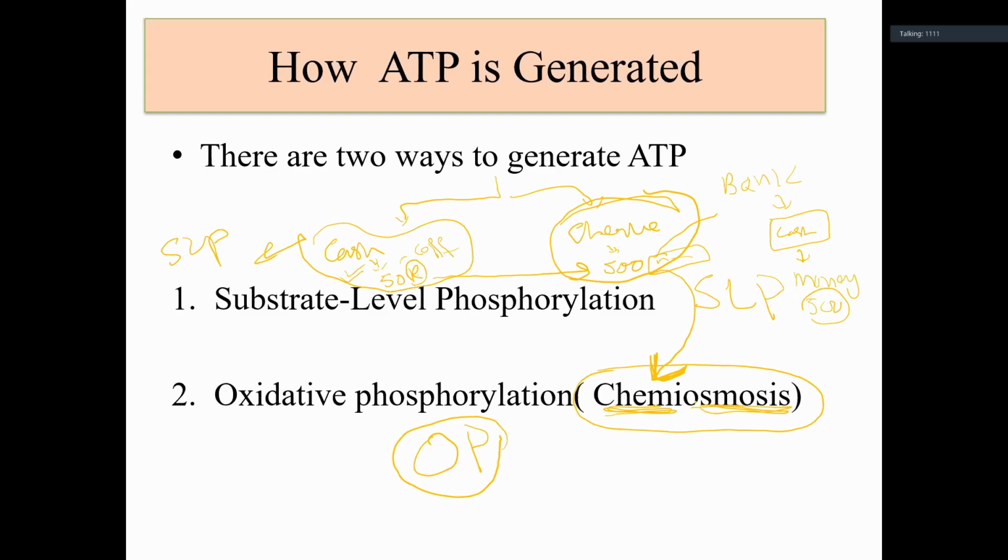Chemiosmosis. If you remember the process of osmosis, it is the movement of water from low solute to high concentration of the solute. Here, this is chemiosmosis, the movement of chemicals, particularly the hydrogen.